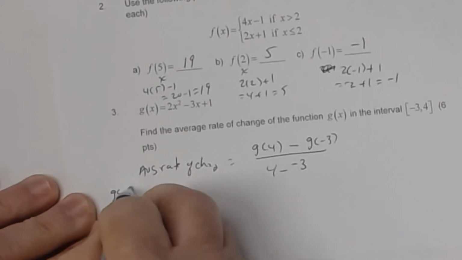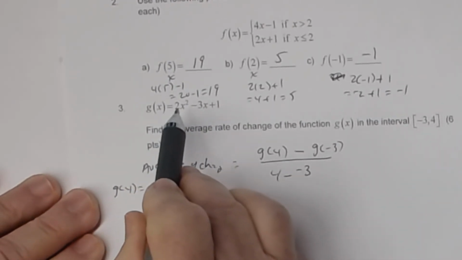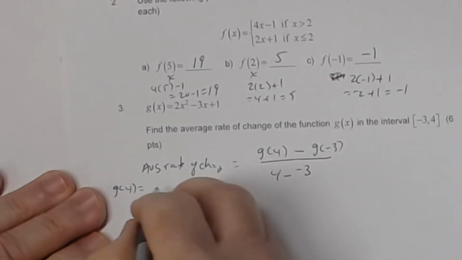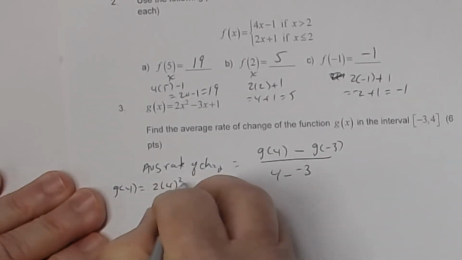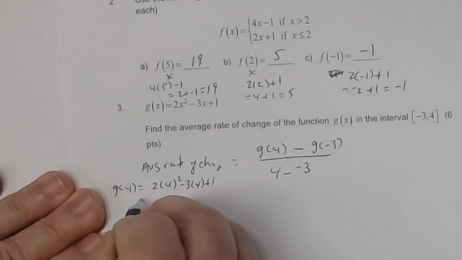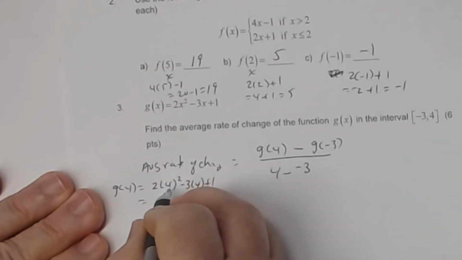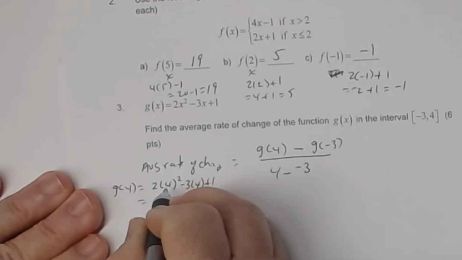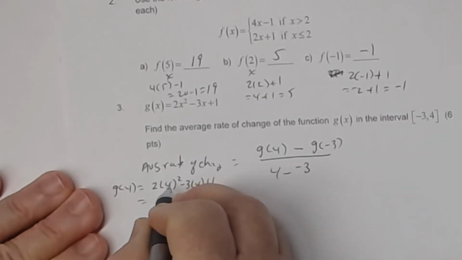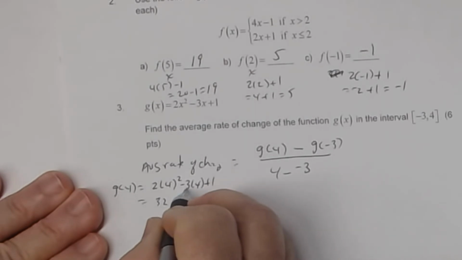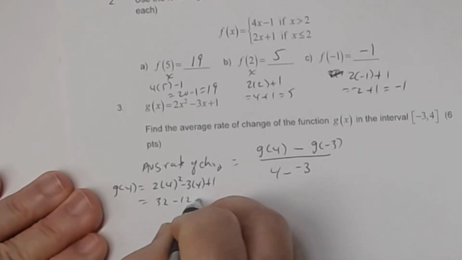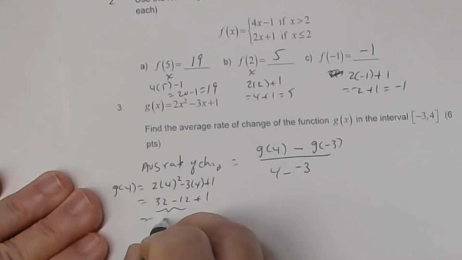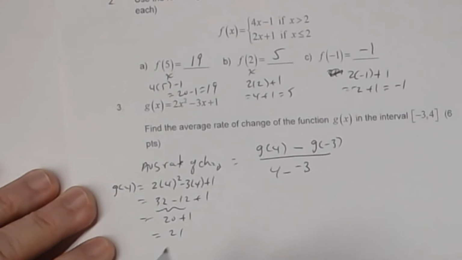So g of 4 means I go to my function g, and wherever we see the variable x, I substitute 4. So I get 2 times 4 squared minus 3 times 4 plus 1. All right, 4 squared is 16, right? So you got to do the order of operations. Don't say 2 times 4 is 8 and square that. You know that's not the order of operations. You got to do exponents first. 4 squared is 16. 16 times 2 is 32. Minus 3 times 4 is 12, and then plus 1. 32 minus 12 is 20, and 20 plus 1 is 21. All right, so g of 4 is 21.